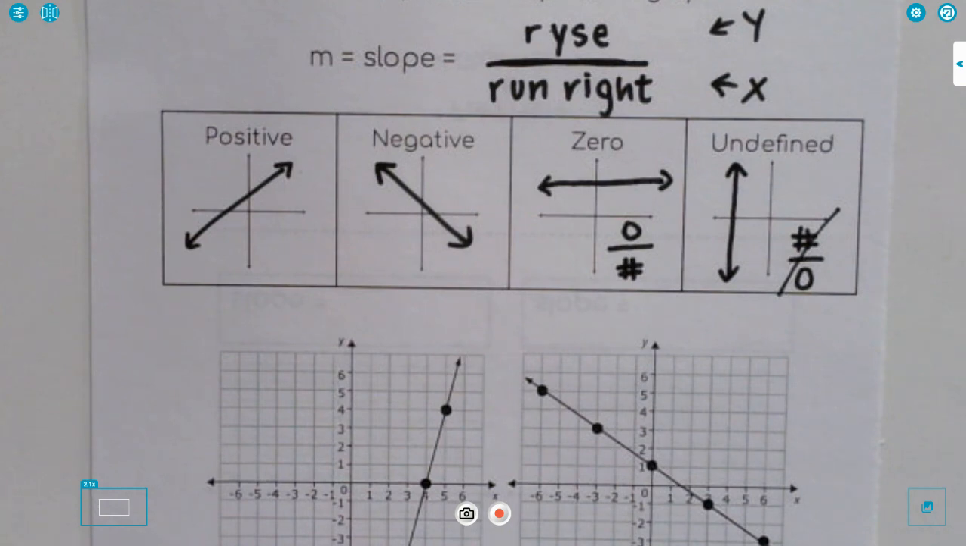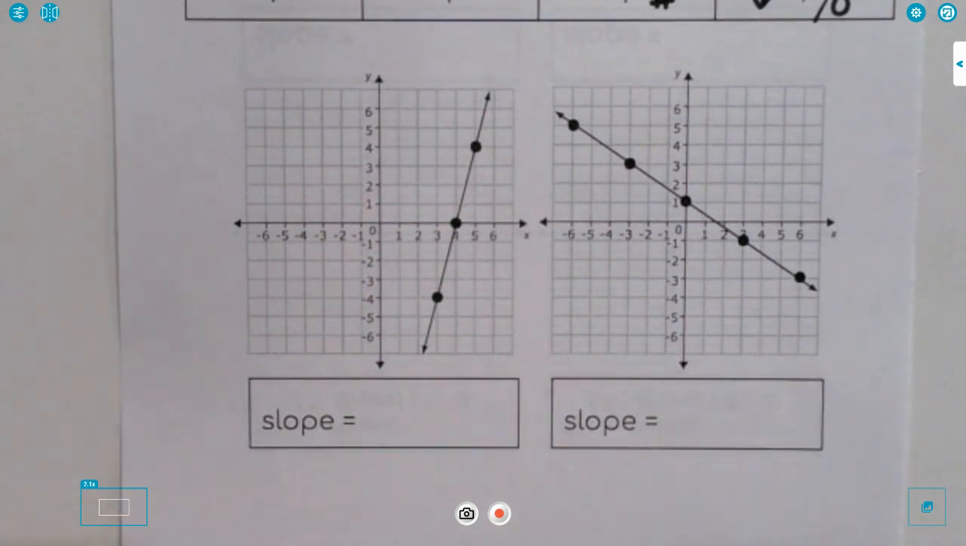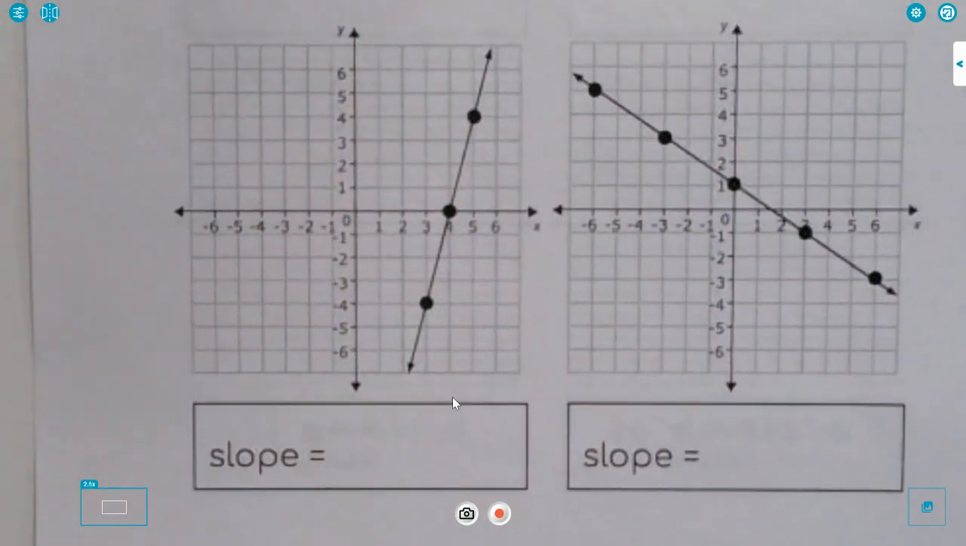Okay. Any questions right now about what we've seen so far before we actually put it on a graph? Okay, let's go put it on a graph then. So down below here, our first two examples are already graphed for us. I put little dots on the corners of where they cross perfectly so you can know the points that you're counting between. We are going to be looking from left to right.